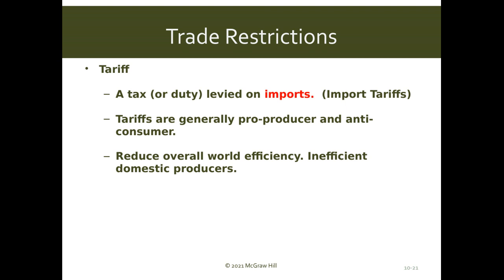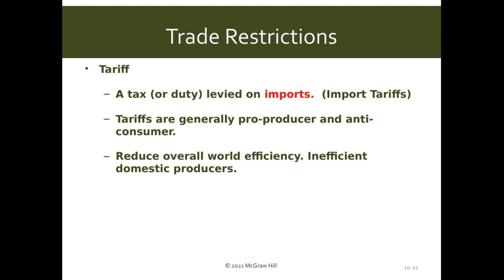So tariffs are generally pro-producer and anti-consumer, definitely. Because if you put restrictions on imports, that is, if you impose taxes on imports, what will happen? Price will increase. Producers are happy, domestic producers. Now they can produce more because prices have gone up because of the imposition of import taxes. Consumers are worse off. They are not better off. Why? Because now they have to pay higher prices.